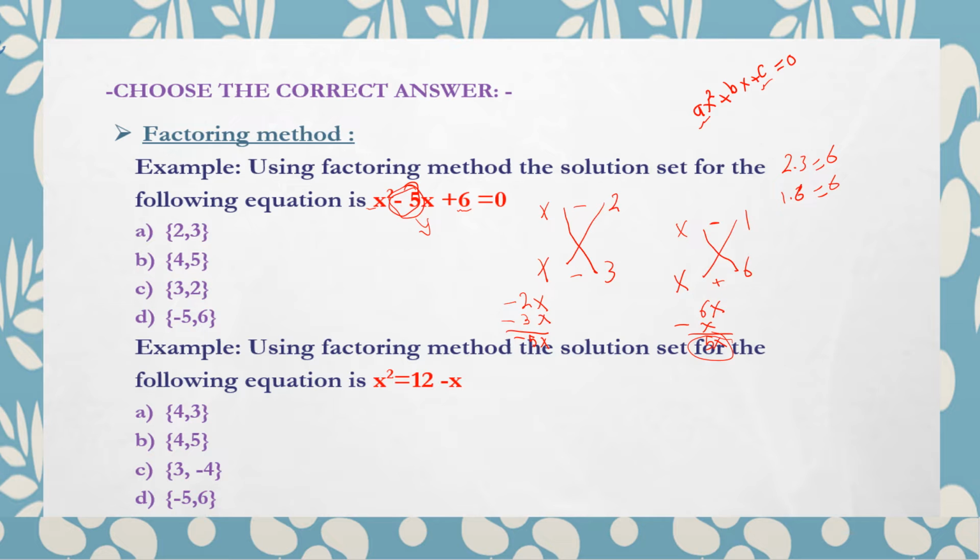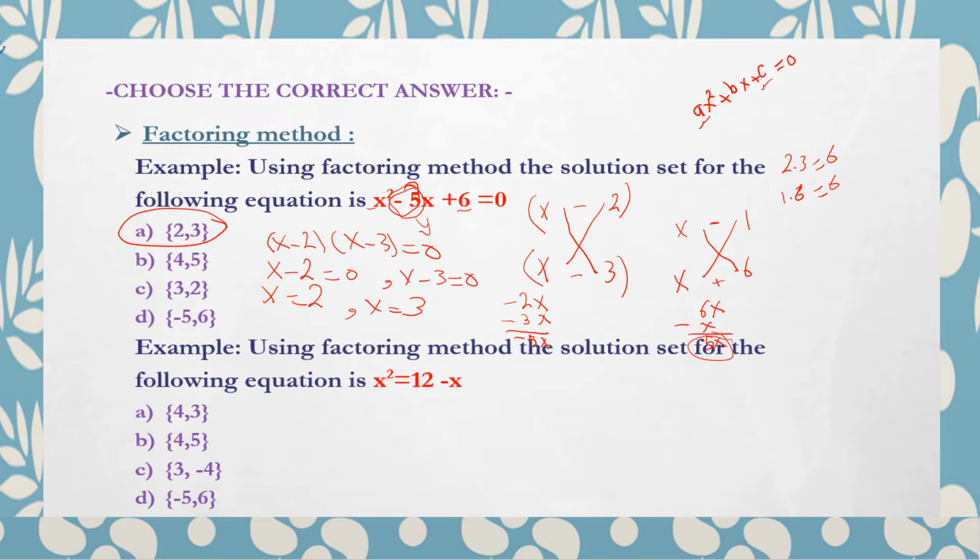So they are not the same. So we will take these factors, x - 2 and x - 3. Step number 3 is equating the two factors to 0. x - 2 equals 0 and x - 3 equals 0. So x equals 2 and x equals 3. And the solution set is {2, 3}, and the correct answer is A.